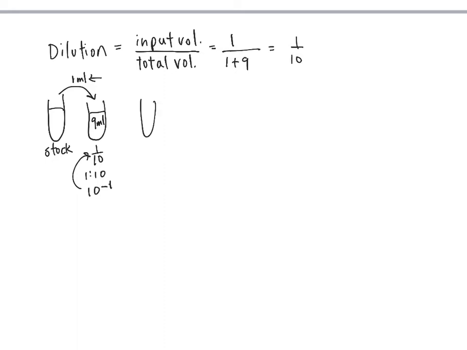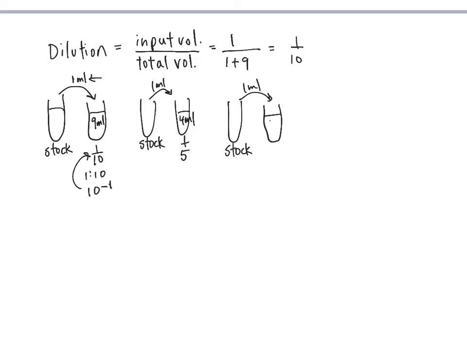Okay, so let's say you have a stock culture and I ask you to make a 1 to 5 dilution. Again, a lot of different ways you could do that, but the easiest way: take out 1 mL, put it in 4 mL of diluent, and that's going to give you a 1 to 5 dilution. What if we wanted to make a 1 to 100 dilution? Well, you could take out 1 mL and have a great big flask and put it in 99 mL of diluent. That would give you a 1 to 100.